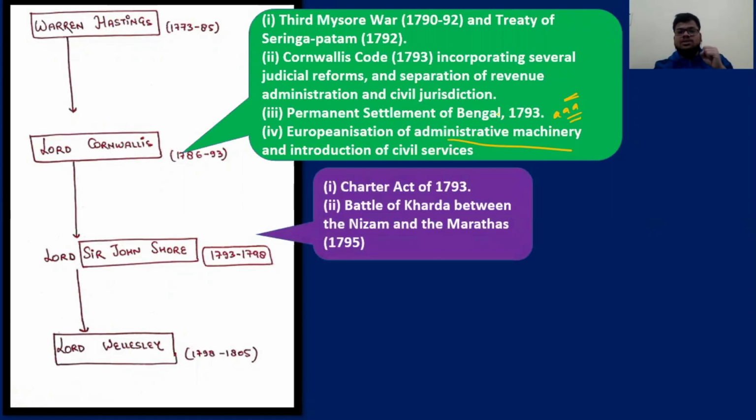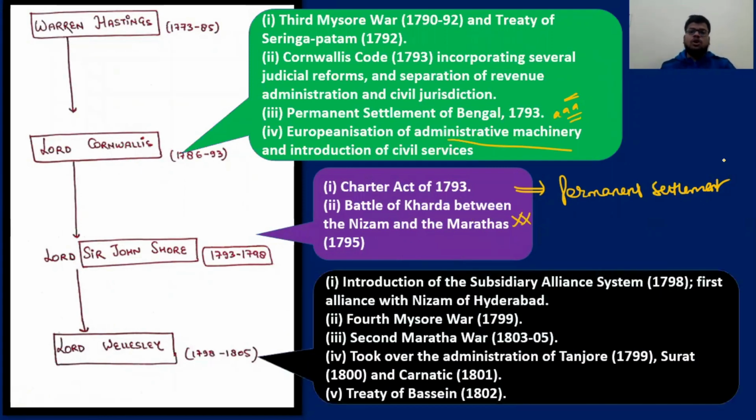Then John Shore, we discussed the Charter Act of 1793. The Battle of Kharda we have not discussed, not a very important one. But in the Charter Act of 1793, he was responsible for the enactment of the Permanent Settlement, and was the hand-chosen successor of Lord Cornwallis. Then we have Lord Wellesley, in whose time we mainly read the subsidiary alliance, the first with the Nizam of Hyderabad, the Fourth Mysore War, and the death of Tipu Sultan.